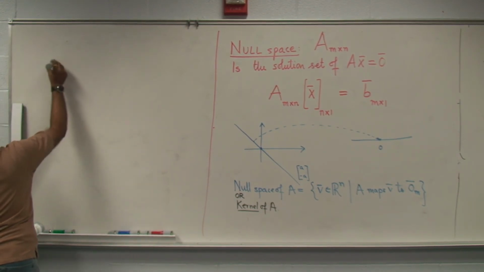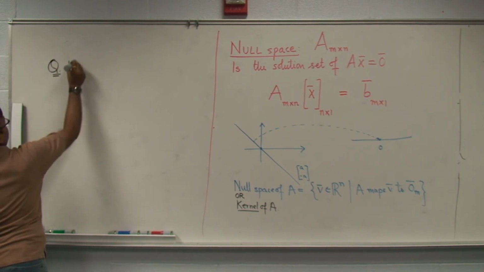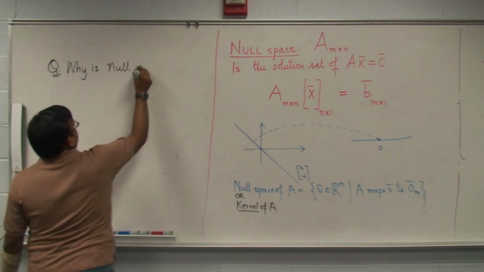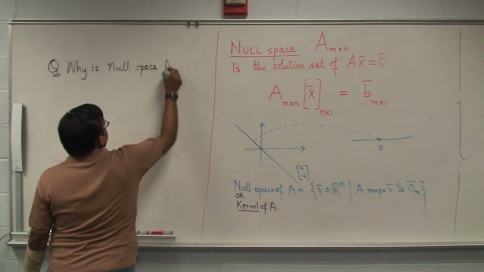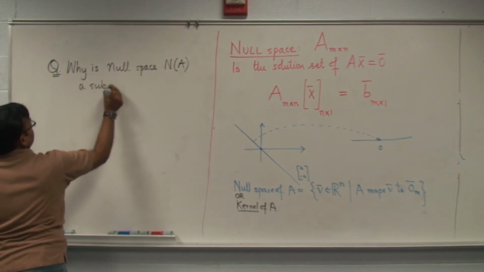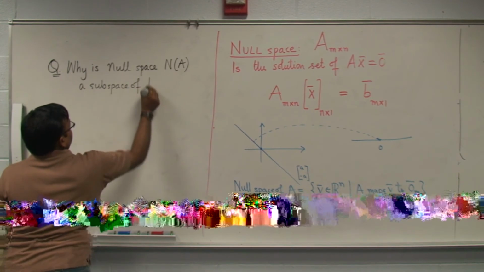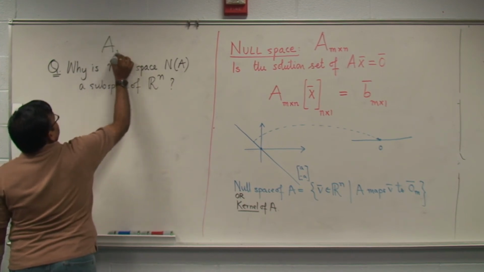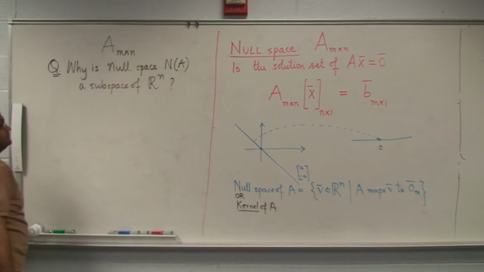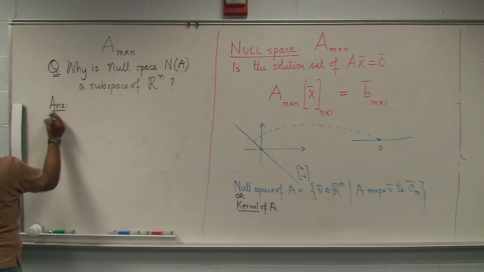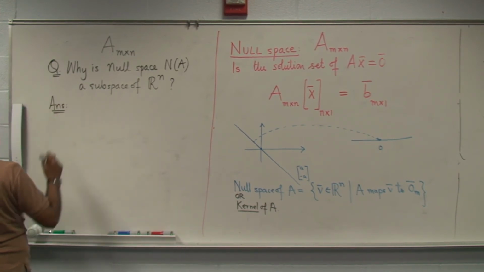Here is my question that I will answer. Why is the null space a subspace of Rn? I'm assuming that the matrix that I'm working with is an M by N matrix, M rows and N columns. Okay? Well, the answer to this, I've told you one way, I'll show you the other way.